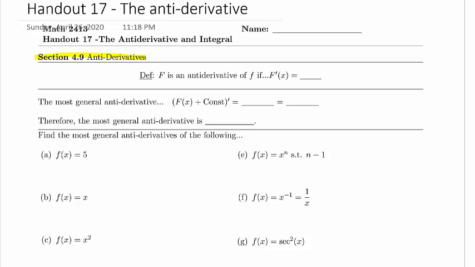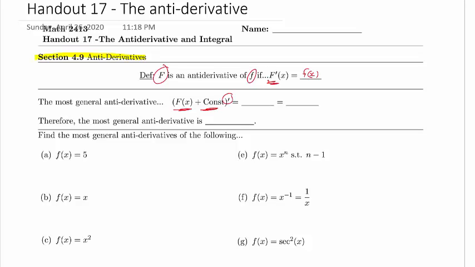Big F is an antiderivative of little f if the derivative of big F equals little f, and little f again is a function of x. So this is the definition of what an antiderivative is, right? It's the opposite of a derivative. And so the most general antiderivative is going to be this F plus some constant.